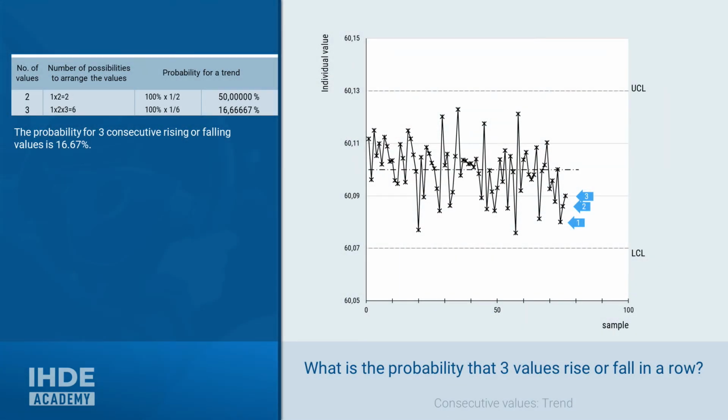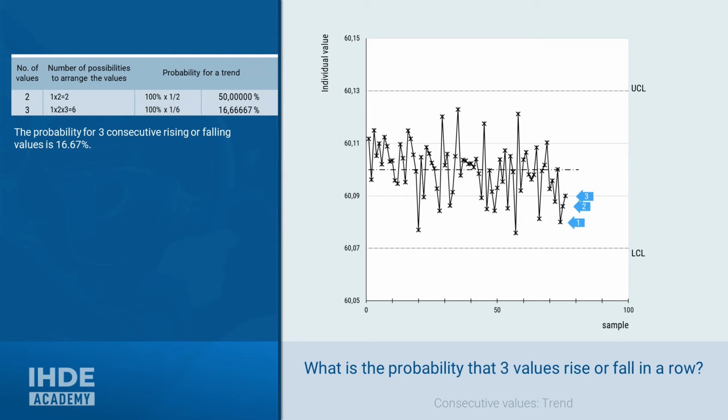After we have just calculated the number of possible patterns, we will now calculate the probability that a very specific pattern will occur, such as a series of consecutive increasing values, namely a trend. Let's take a look at the table on the left.